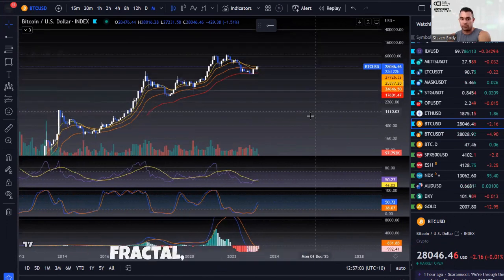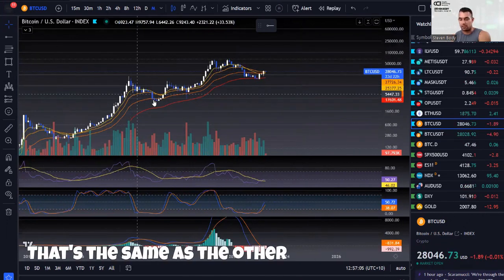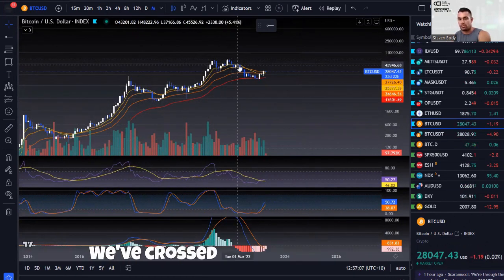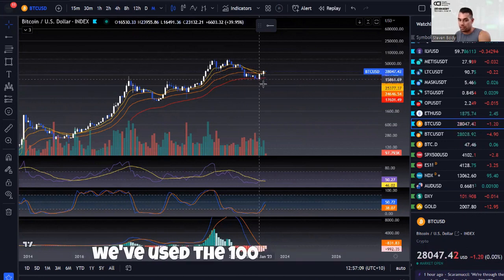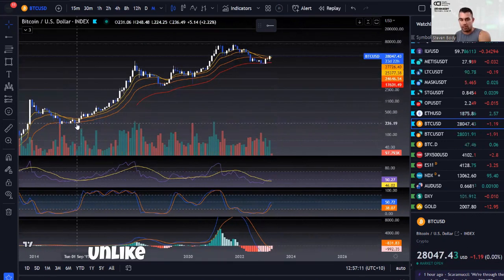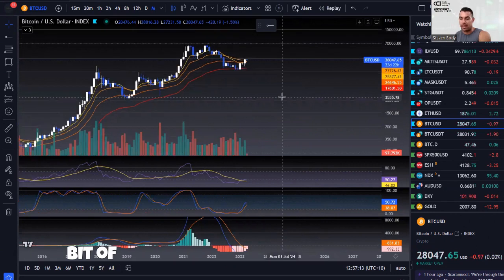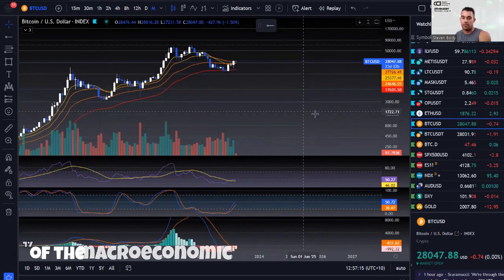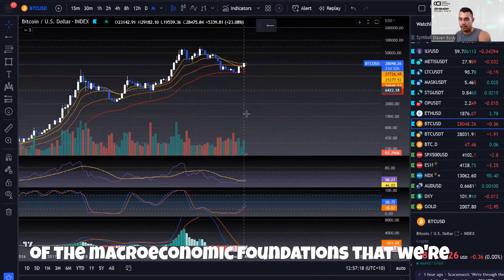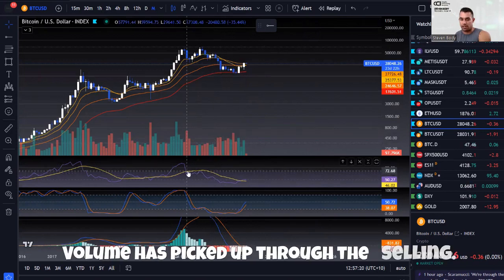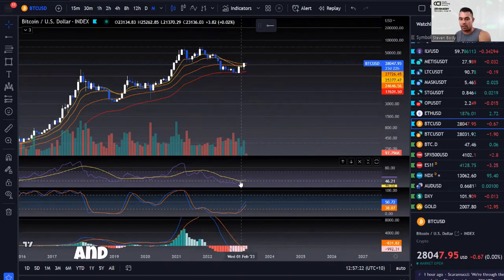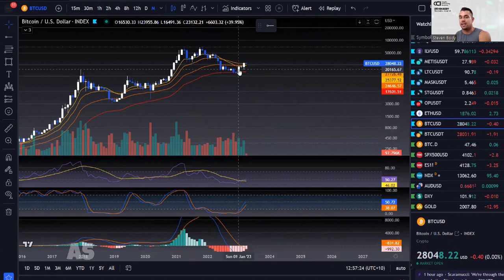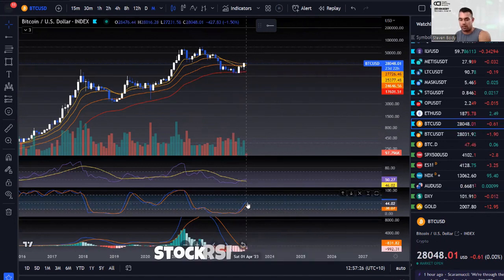But when you look at this fractal, what do you see here? It's the same as the other two previous cycles. We've crossed the 10, the 21, the 50. We've used the 100 as support here. Unlike the others, we've had a little bit of heavier selling pressure because of the macroeconomic foundations that we're in. Volume has picked up through the selling. We're below the moving average, crossed down, and we've actually crossed it just here as we've made our way back up. Stock RSI is picking up.